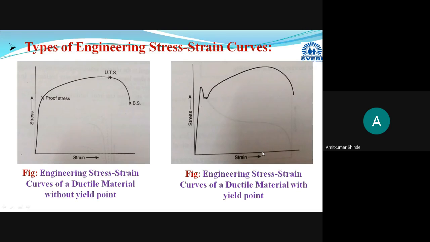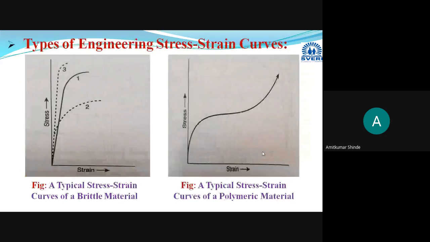Okay, while explaining the stress strain curve, you have to draw the stress strain curve. You have to explain the terms involved in it, like proportional stress, proof stress, ultimate tensile stress, breaking stress, and yield stress or yield point. And you have to write some examples for each material.